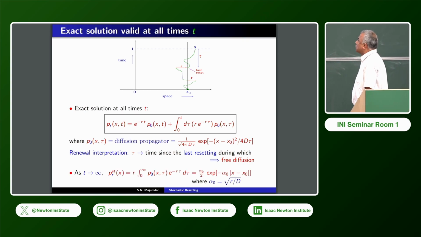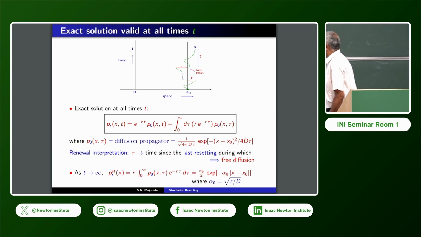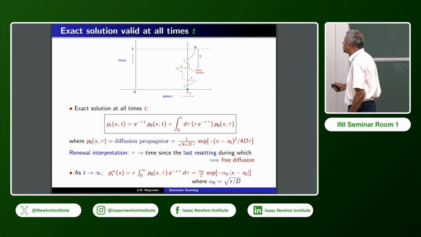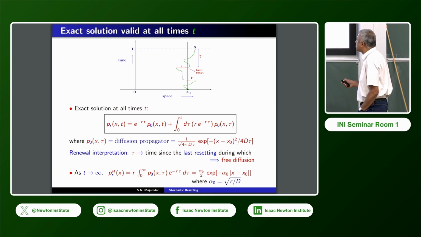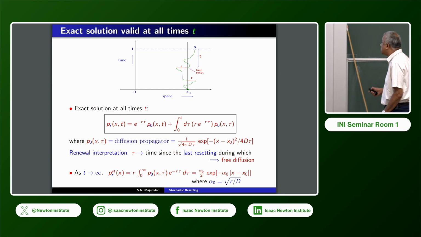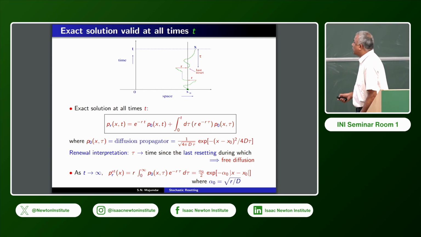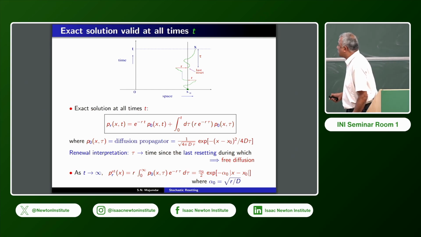All right? So now from this equation, you see immediately that if I take the t goes to infinity limit, this term drops out and this integral becomes 0 to infinity, and as long as this integral exists, which it does in this case, it's just a simple integral. You just put this Gaussian here, and it's just a Laplace transform, and it turns out to be a double exponential form with a length scale, which is square root of D over r. So alpha naught is the inverse length scale.